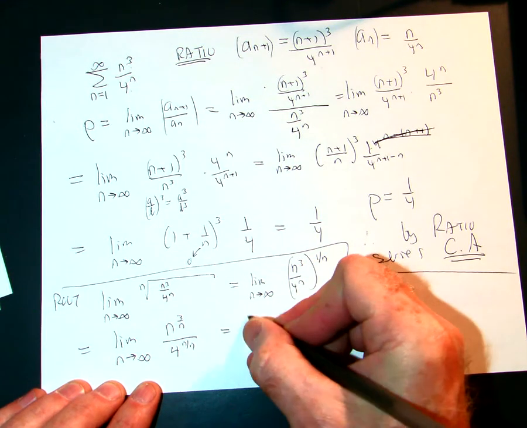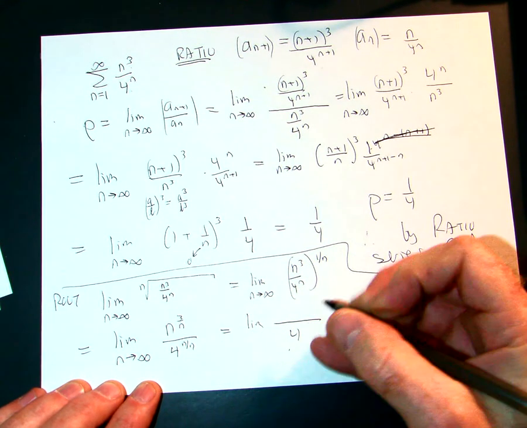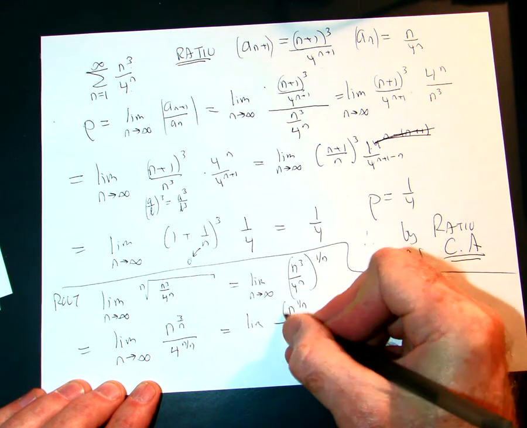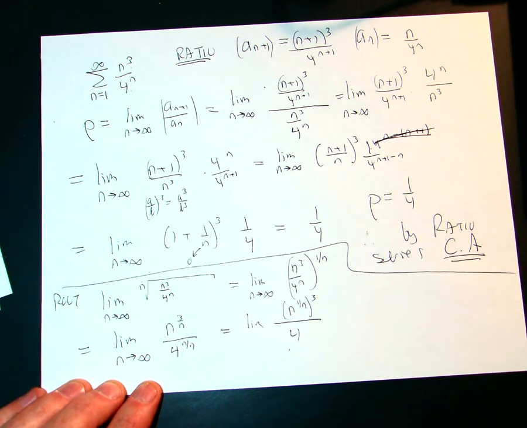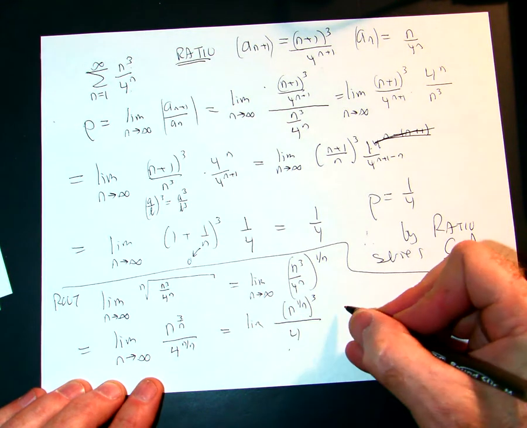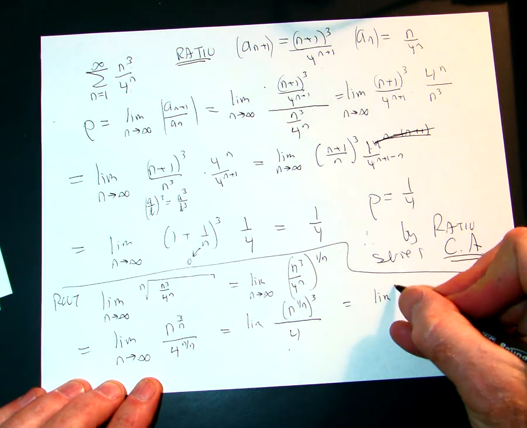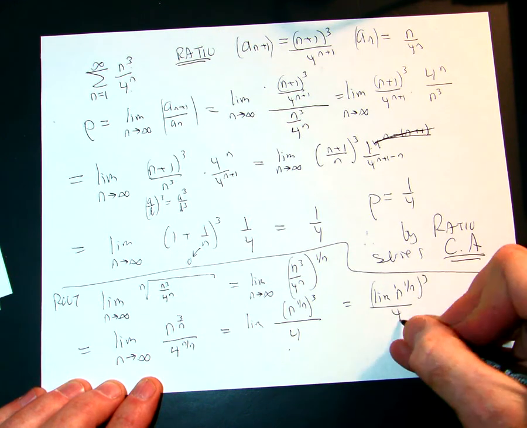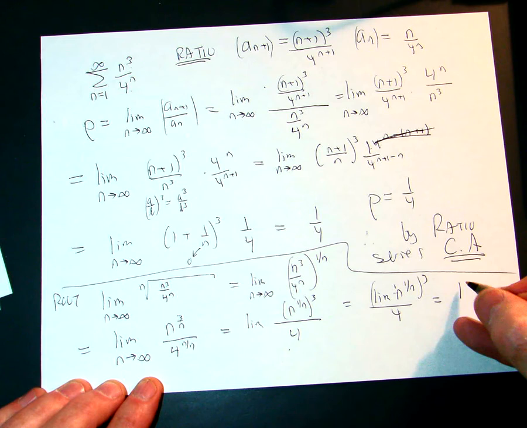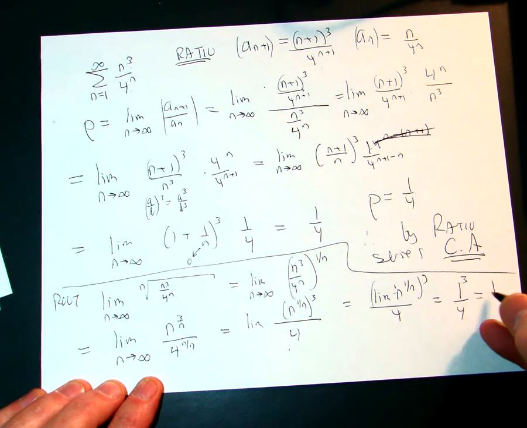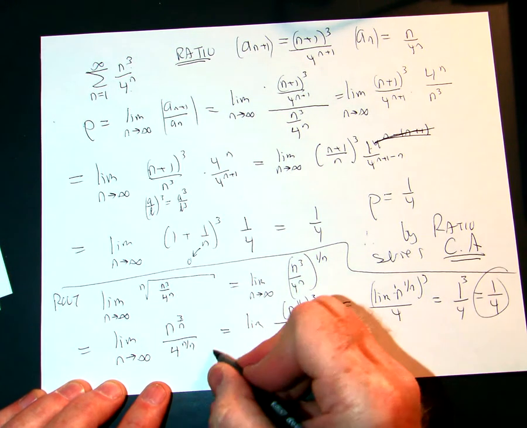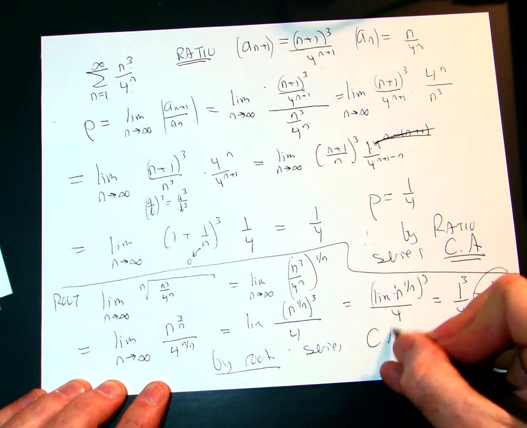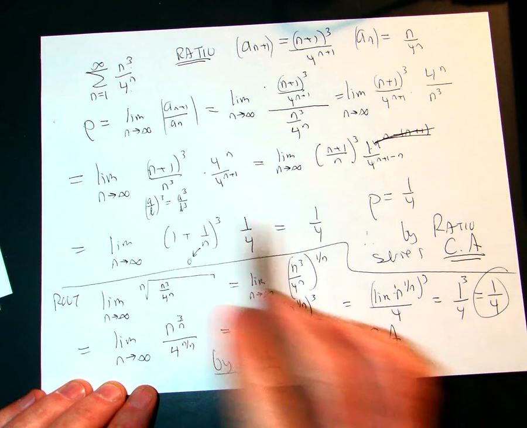This is going to be the limit with 4 on the bottom. This is going to be the limit of n to the 3 over n. Sorry, I switched the 3 there. So this is going to be the limit of n to the 3 over n over 4. That's just 1 over 4, and that's just going to be 1/4. So by the root test, the series converges absolutely. So the root is much quicker than the ratio.